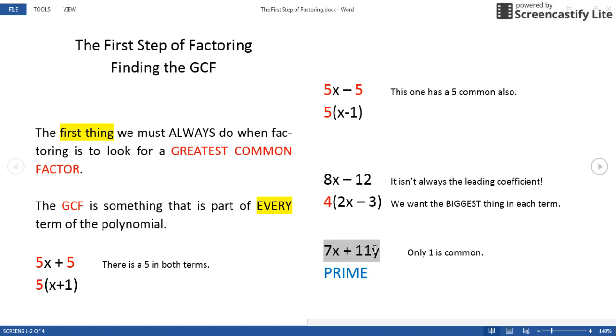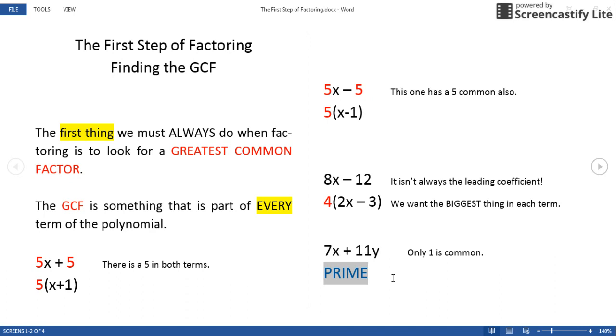Look at the next one, 7x plus 11y. The only thing that is common to each of the terms is a 1. This one cannot be factored any further than where we are right now. The word that we use to say that it cannot be factored any further is prime. Now, before you call something prime, be sure that it is prime. One of the main reasons that you're taking this course is to learn to factor things. So most of the problems that we're going to see are going to factor in some way. Be very careful before you say something's prime.